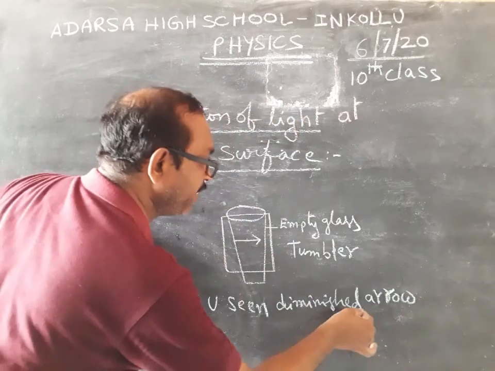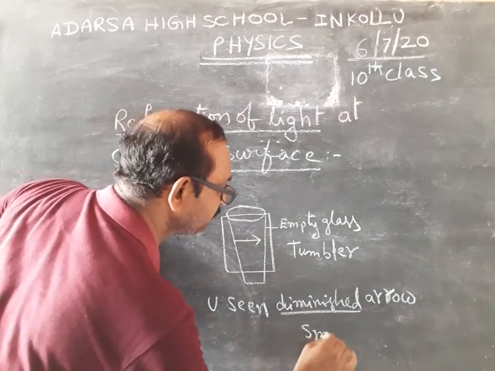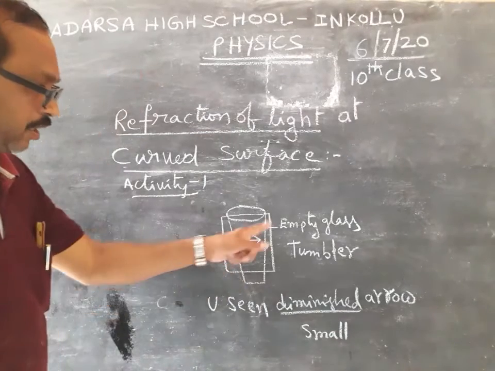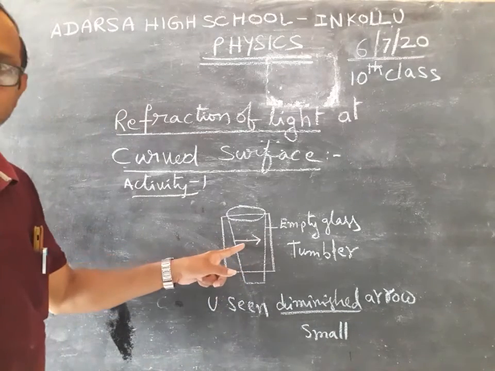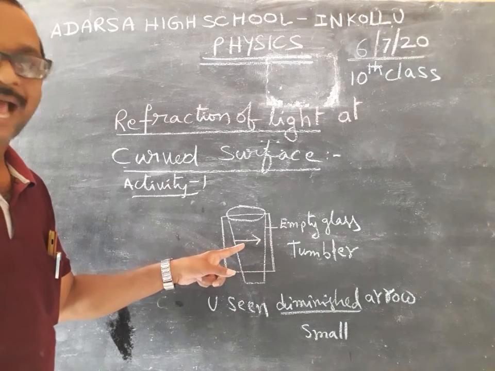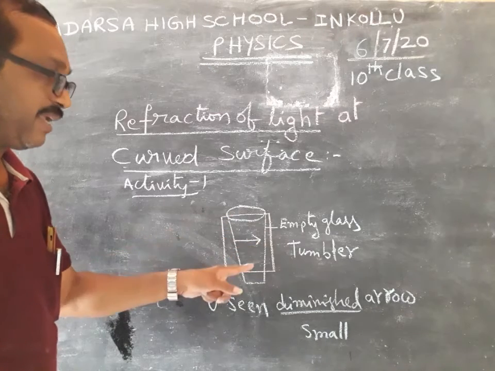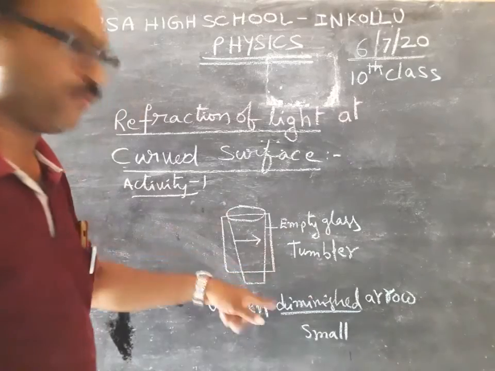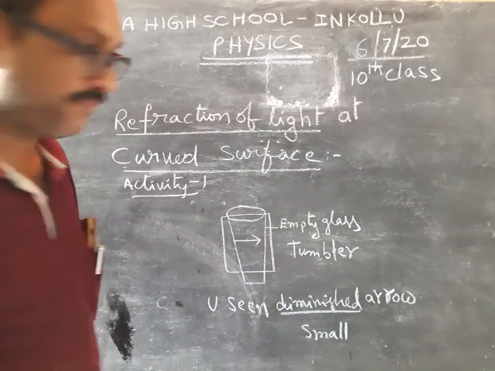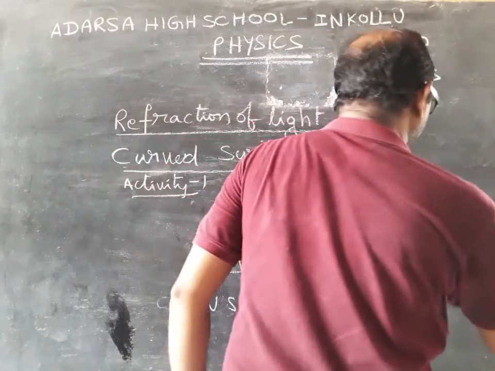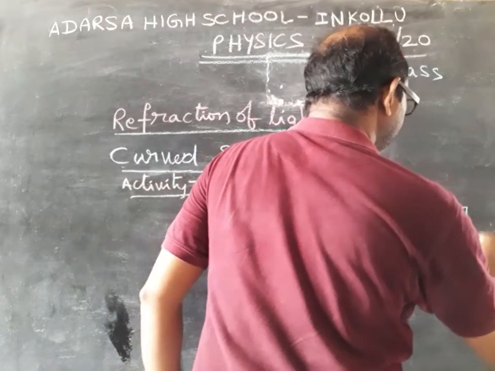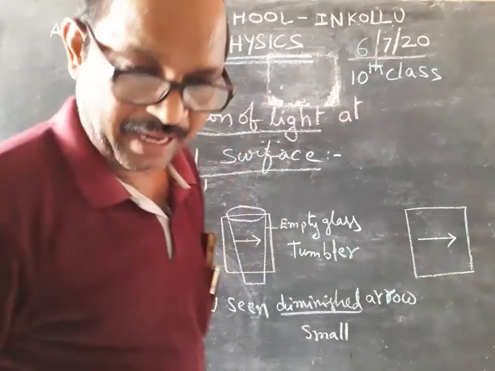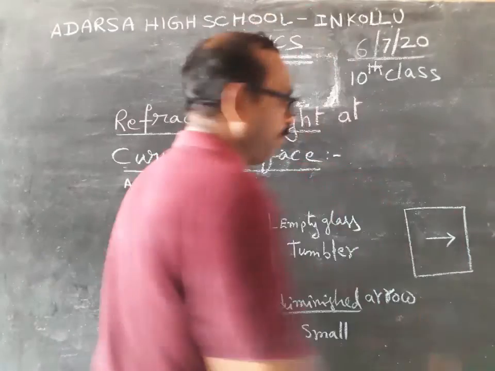Diminished arrow. Diminished means small arrow. What is this one? Cardboard. What is this one? The black marker's arrow. And what is this one? Empty glass tumbler. Now fill it with water. Take another cardboard with an arrow mark.